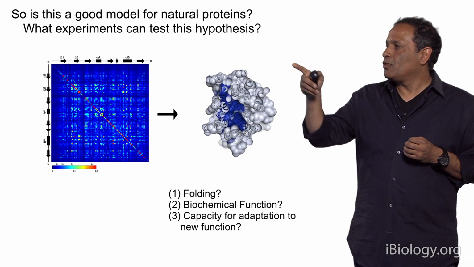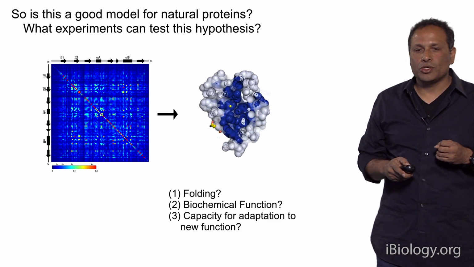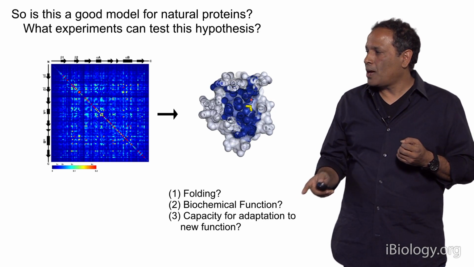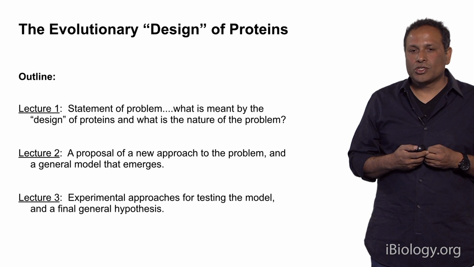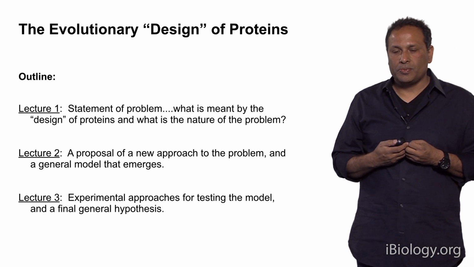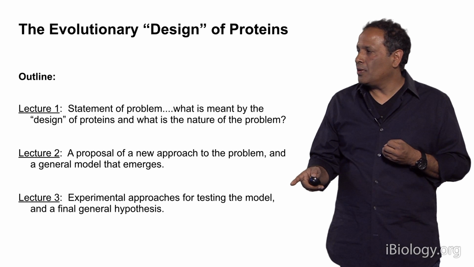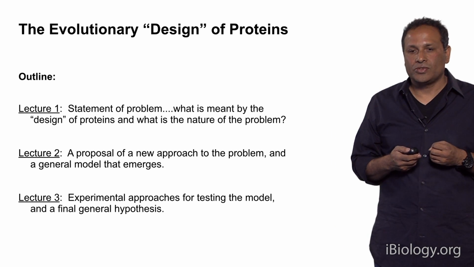And then if we want to say that this model is a good model for natural proteins, we must show by experiment that this model can explain all of these properties of proteins. And what I would like to do in the next lecture is describe to you at least the first order set of experiments that have been done to try to test all of these properties with regard to this model of proteins that comes from the statistics of sequences.